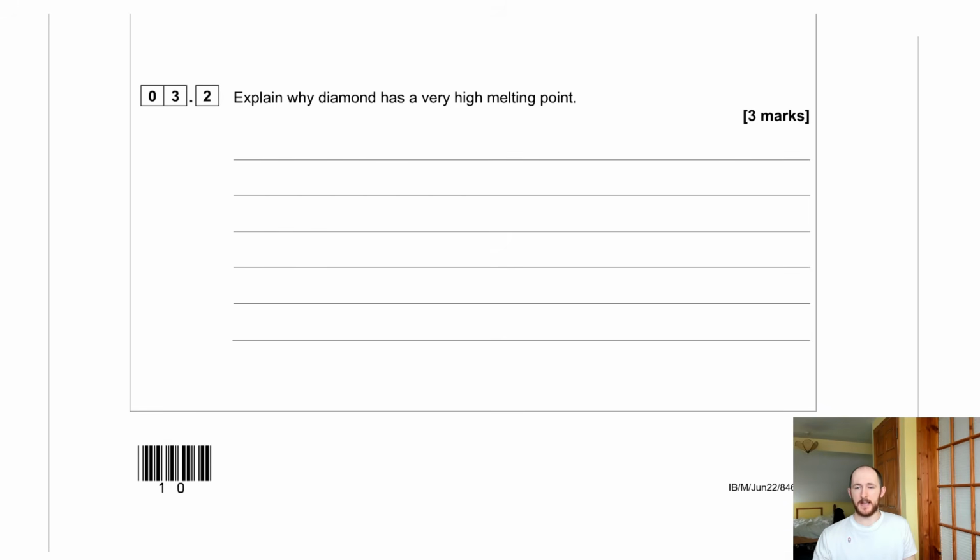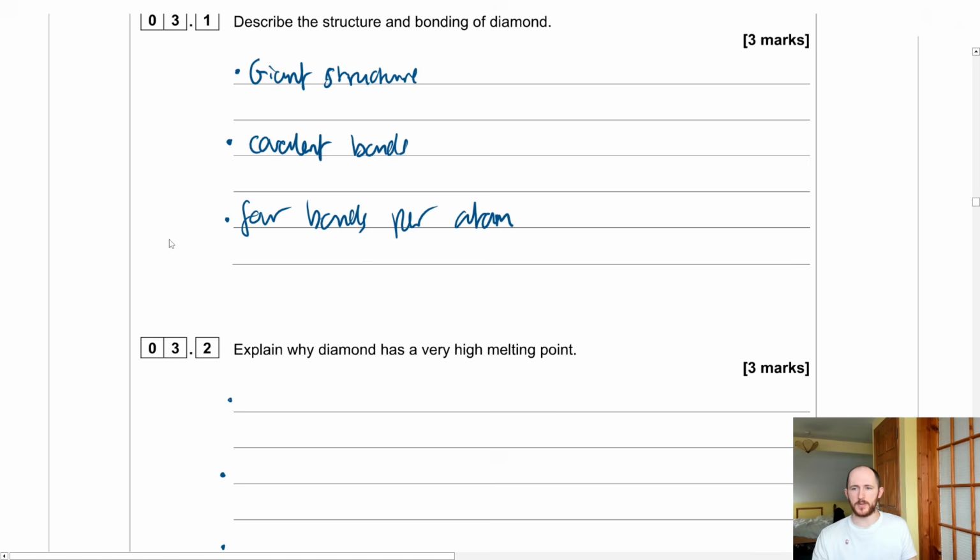Similar to that, again, another 3-mark question. So we've already gone through 6 marks in this question already, which is really good, because it means there's not that many parts. Why does it have a very high melting point? Funnily enough, high melting points and strength, when I said strong, are actually very, very similar. So realistically, this could also be explain why diamond is very strong, and you can write the exact same points because they're due to the same thing. It's due to the 4 bonds per atom.